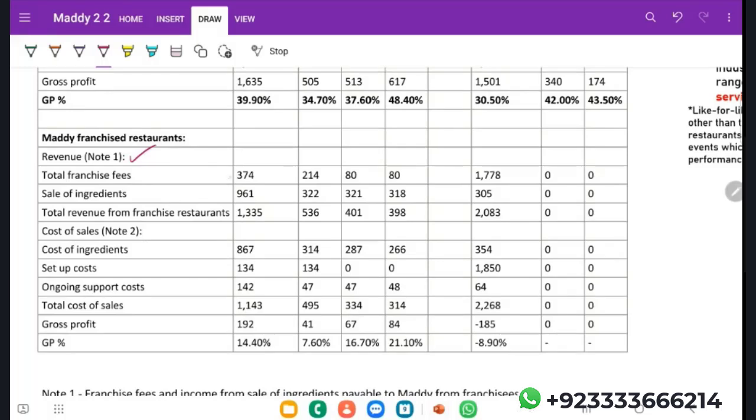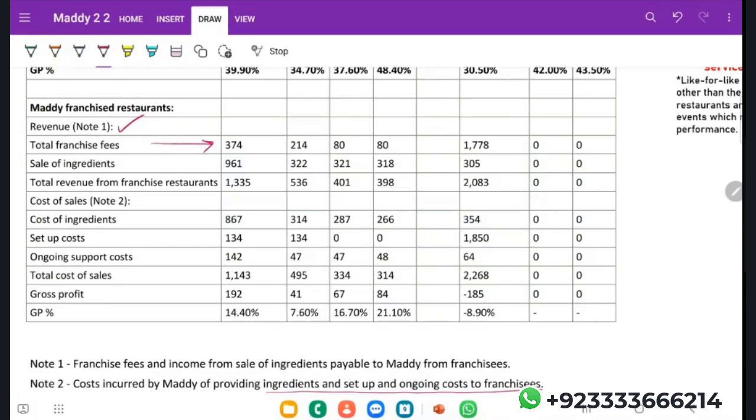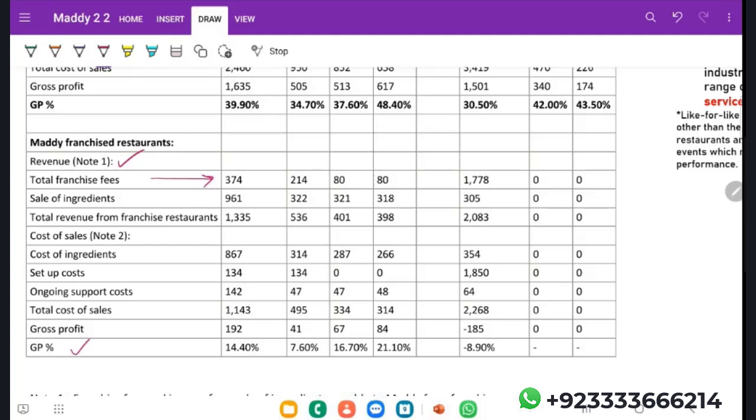So the total franchise fee is given here, right? Sale of ingredients, total revenue from franchisee restaurants, and then cost of sales, which is given here. Cost of sales includes ingredients and setup cost for the franchise. And then setup cost, ongoing support cost, total cost, gross profit, and gross profit percentage. Gross profit till gross profit percentage is given here.